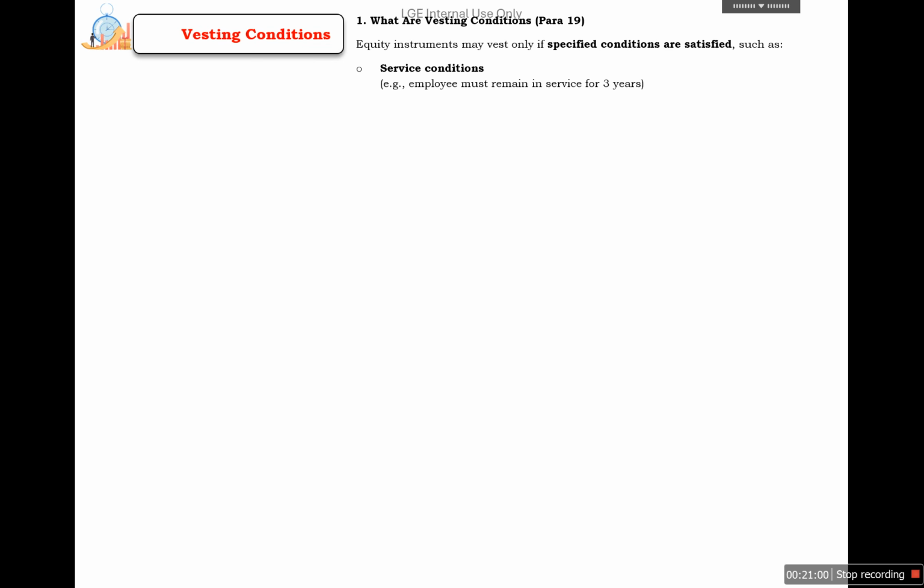Next is vesting conditions. Vesting conditions may be service conditions, for example, the employee has to remain in service for 3 years. It may be related to a performance condition also, which may be a market condition, such as a share price target, that the share price should reach 500 rupees, or it should increase by 50% or 200%. And there may be non-market conditions also, that profit growth should be there, a revenue target, etc. Those are directly linked with the performance of the employees and the organization.